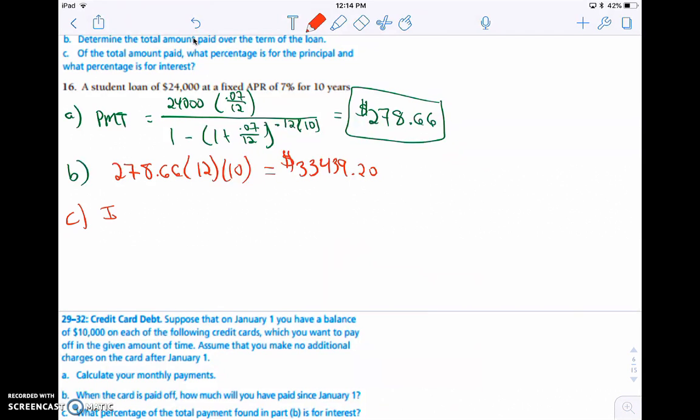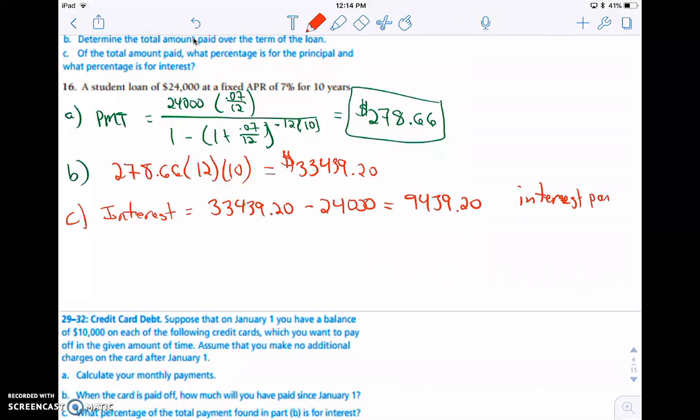We can actually find out how much we paid in interest. So the interest would be that total amount in payments, $33,439.20, minus the original balance. And this is going to give us the value of $9,439.20. So that's how much interest was paid.